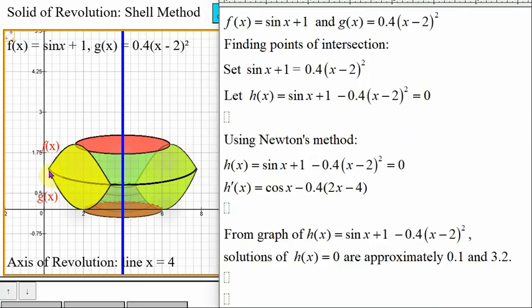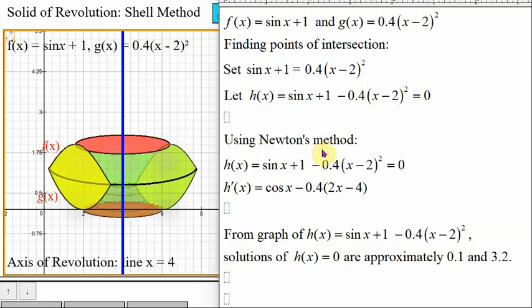To find the points of intersection, we're going to set the two functions equal to each other. So we get sine of x plus 1 equal to 0.4(x minus 2) squared. Let the function h of x be sine of x plus 1, and then move everything to the left side. Then we get sine of x plus 1 minus 0.4(x minus 2) squared equal to 0. To find the solutions of this equation, we're going to use what's called Newton's method.